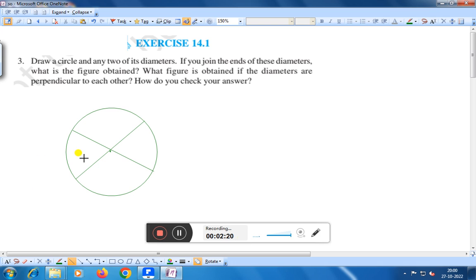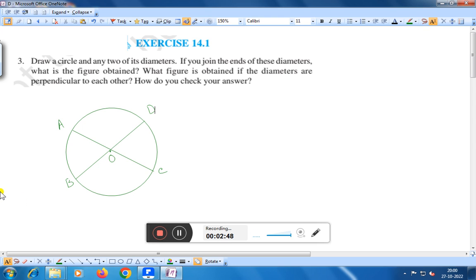If we give the names here, this one is O, this is A, this is B, this is C, and this is D. Right? Now the next question is, if we join the ends of these diameters, what is the figure obtained?